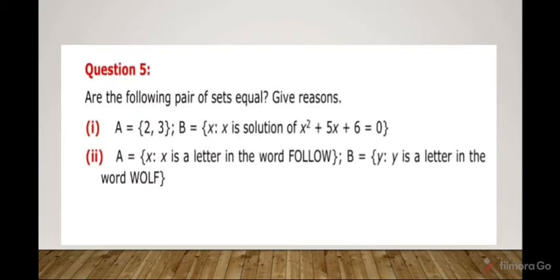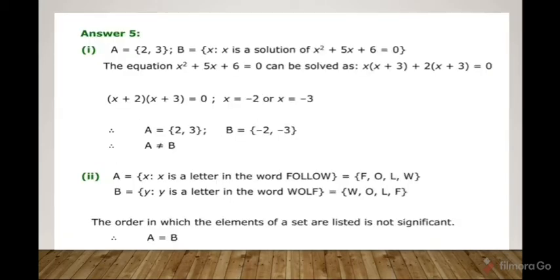Now question number 5. Are the following pairs of sets equal? Give reasons. In the first part, set A is given as 2, 3 and set B is given as the collection of the solutions of the equation x square plus 5x plus 6 equal to 0. That means again you have to transform set B into roster form. Set B contains the solutions of this quadratic equation, so you will find the solutions of this quadratic equation.